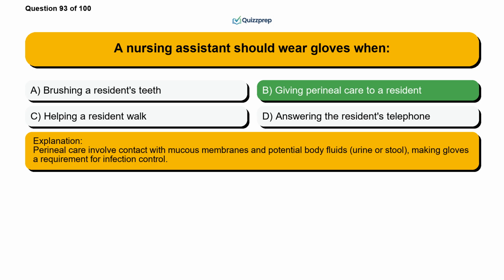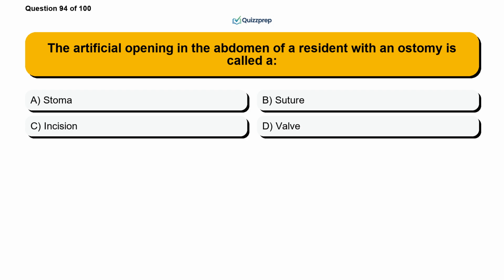Perineal care involves contact with mucous membranes and potential body fluids, urine or stool, making gloves a requirement for infection control. Question 94. The artificial opening in the abdomen of a resident with an ostomy is called a option A, stoma. Option B, suture. Option C, incision. Option D, a valve. The correct answer is option A, stoma.